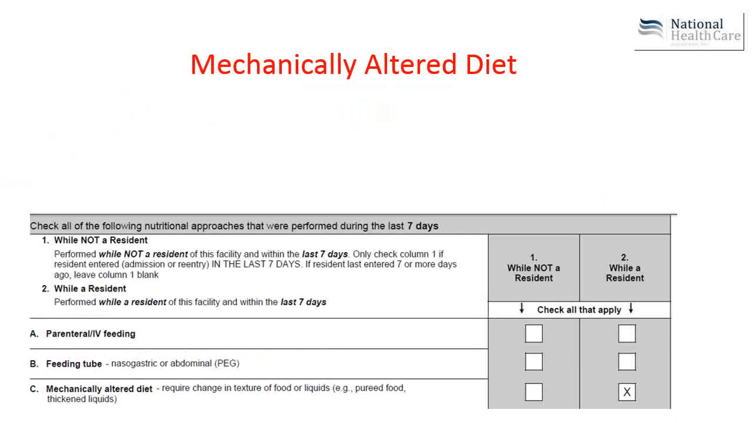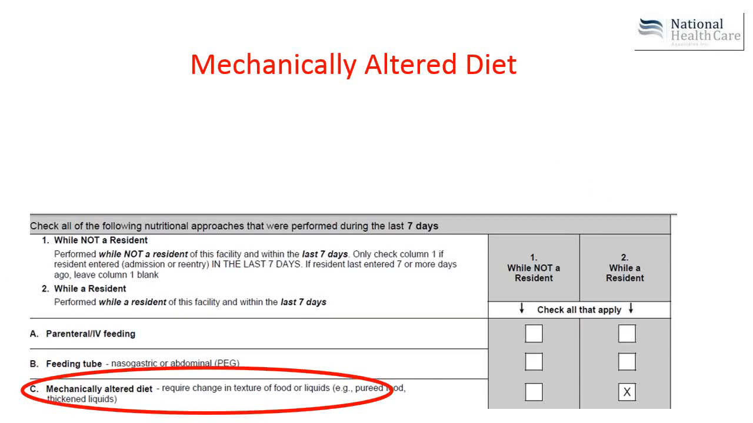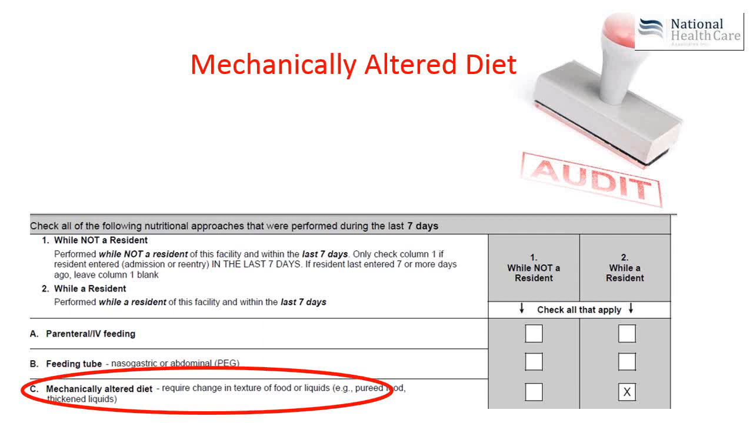And mechanically altered diets. When we look at this, it's really just changing the texture of food or liquids, pureed food, thickened. It may be due to a swallowing problem, it may be due to a chewing problem, it may be due to a cognitive problem. Whatever it is, as long as we have that documented in the record, you shouldn't be concerned about the potential for increased audit with this, all right?